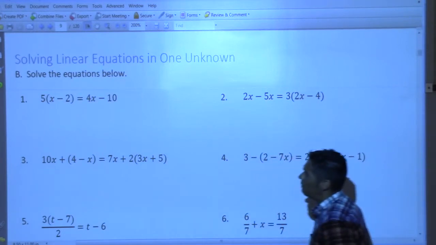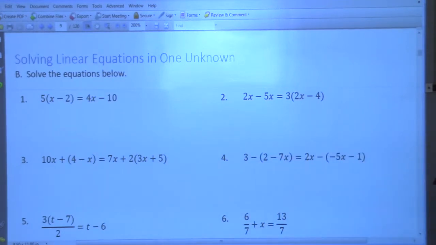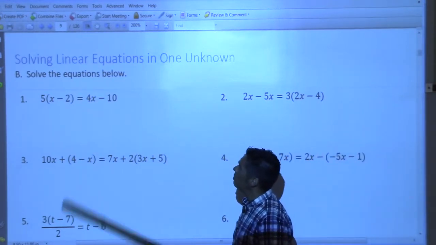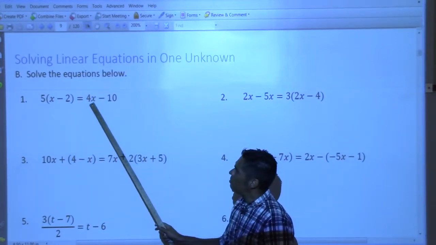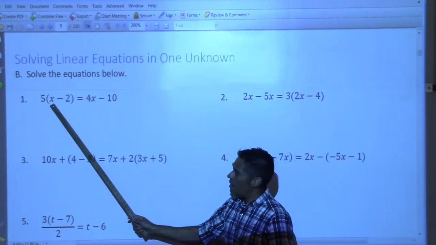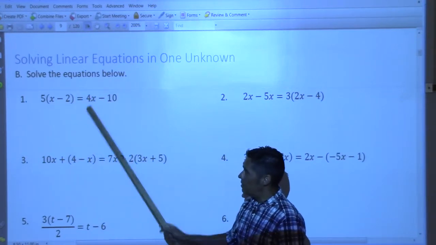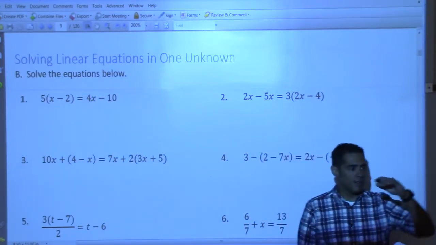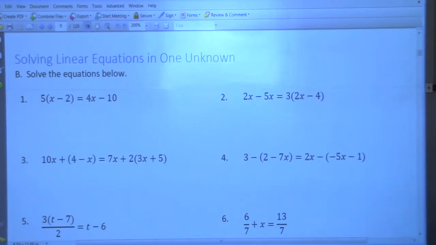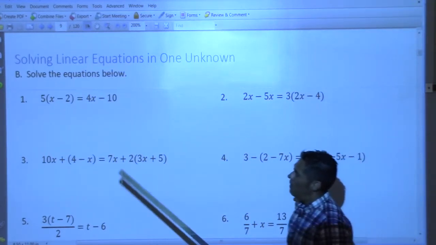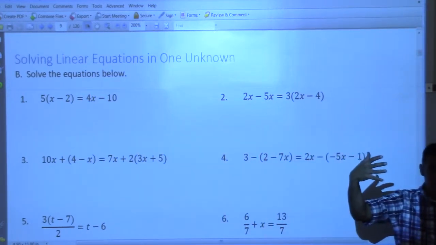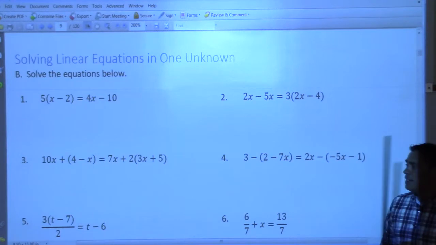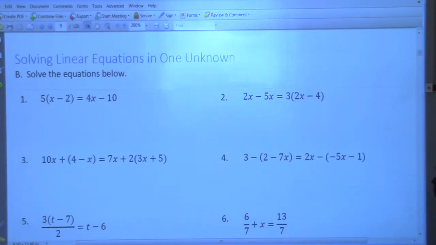Okay, let's take a look at that first one. Is this a linear equation in one unknown? Yes, because you have x's, right? There's your unknown. You only have one unknown, and that's x. And x is never being squared or cubed or anything like that, so it's linear. Now, if I'm going to isolate x, that means I need to get x on one side of the equation. Right now it's on both sides, isn't it? So I need to choose which side to get the x on.